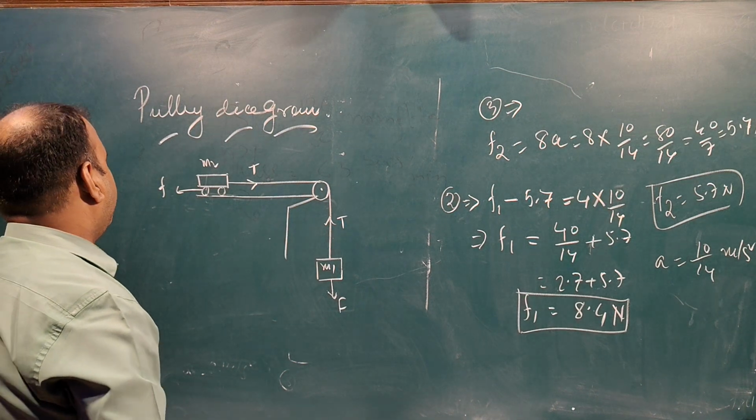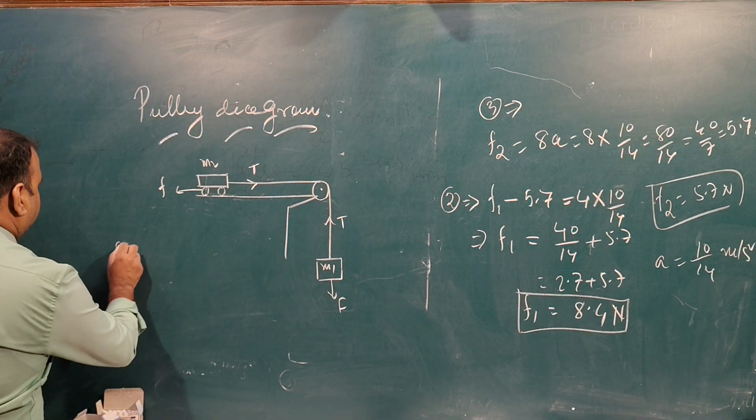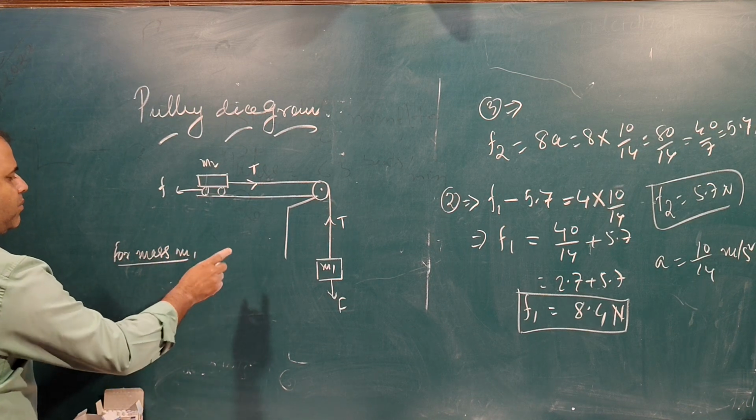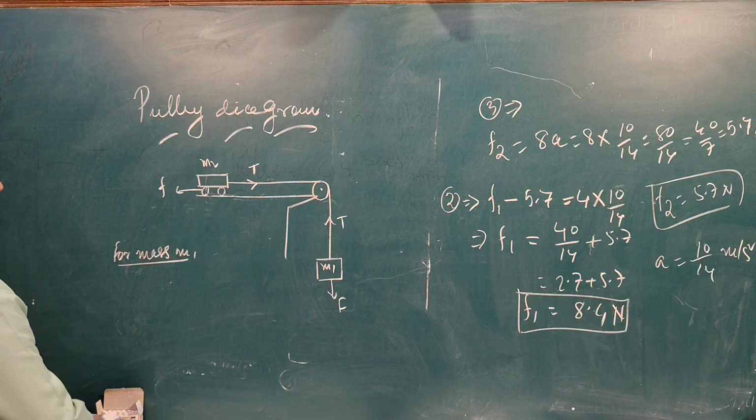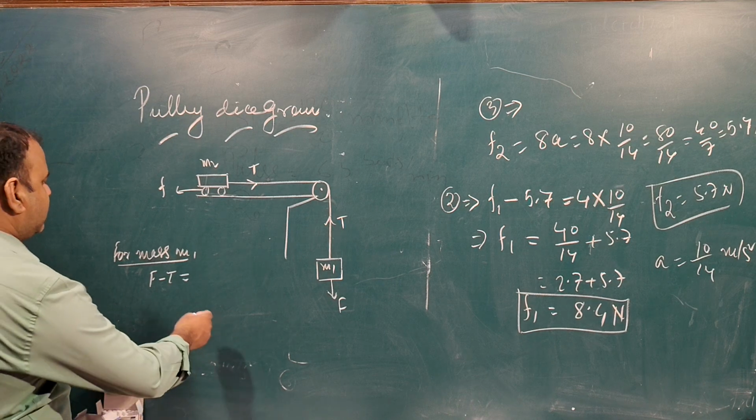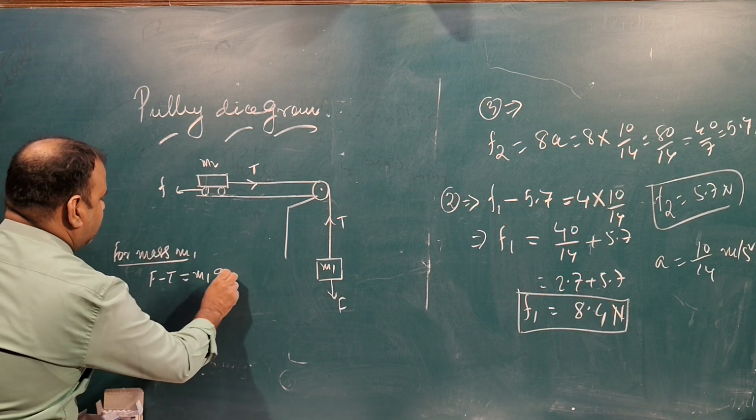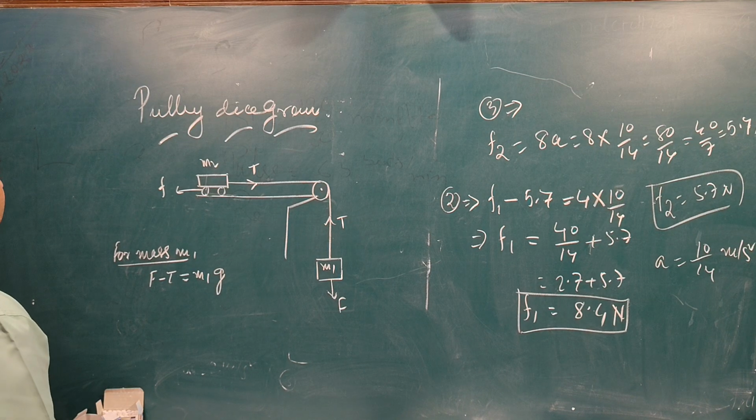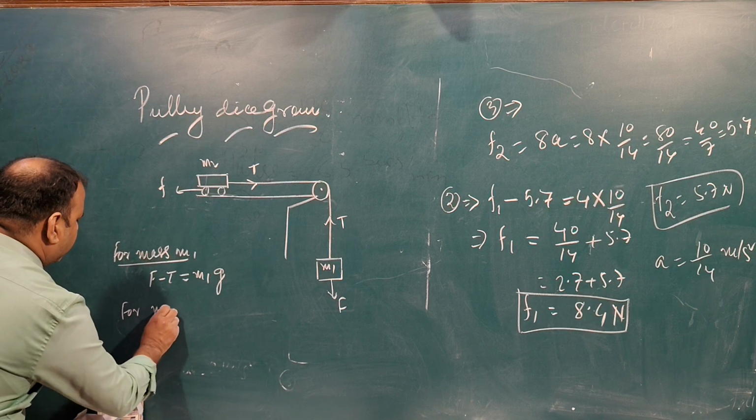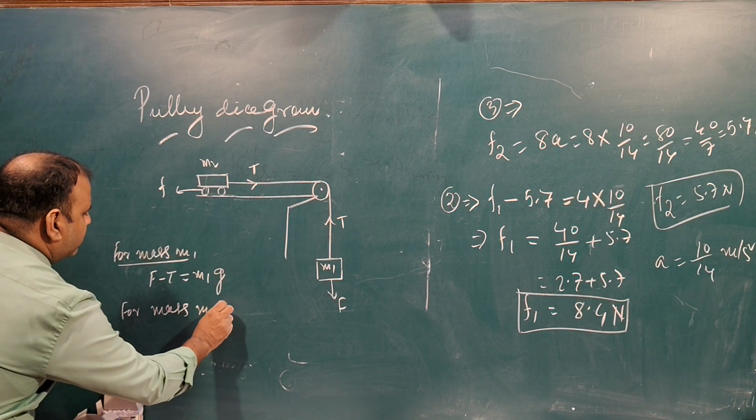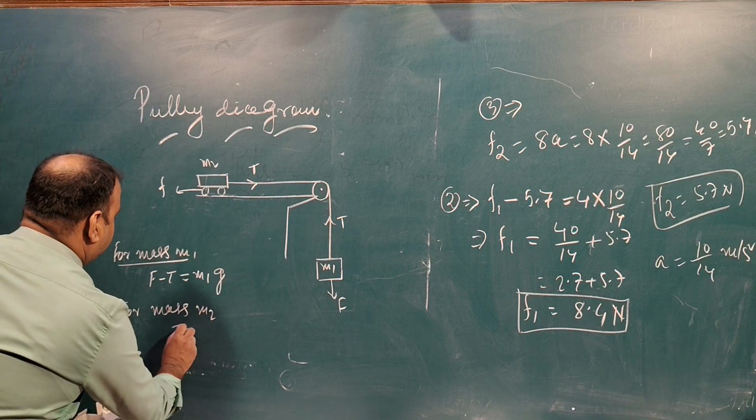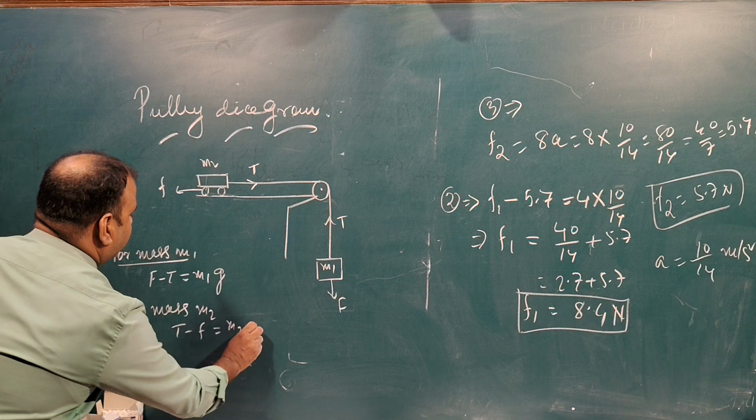Basically, for the body M1, for mass M1, you remember F minus T is equal to M1a. And here for mass M2, it will be T minus f is equal to M2a.